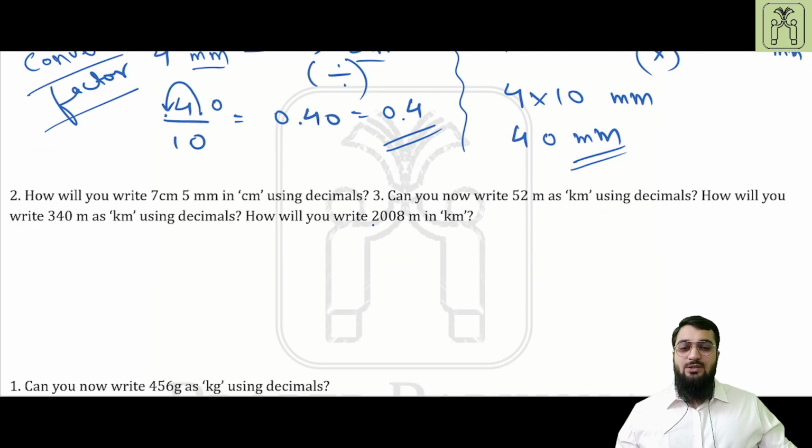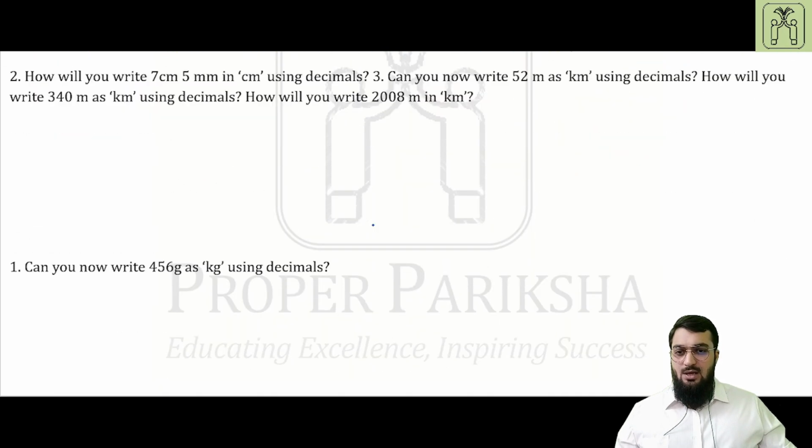Coming to the next question. How will you write 7 centimeter 5 millimeter in centimeters using decimals?